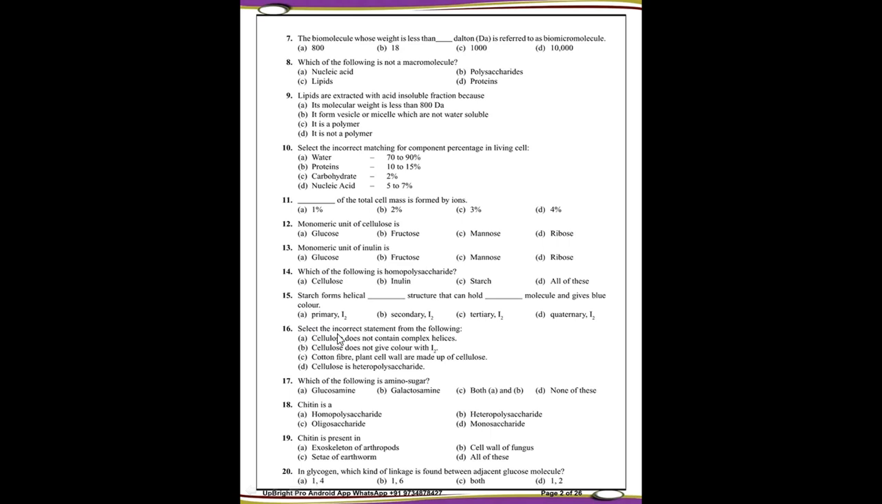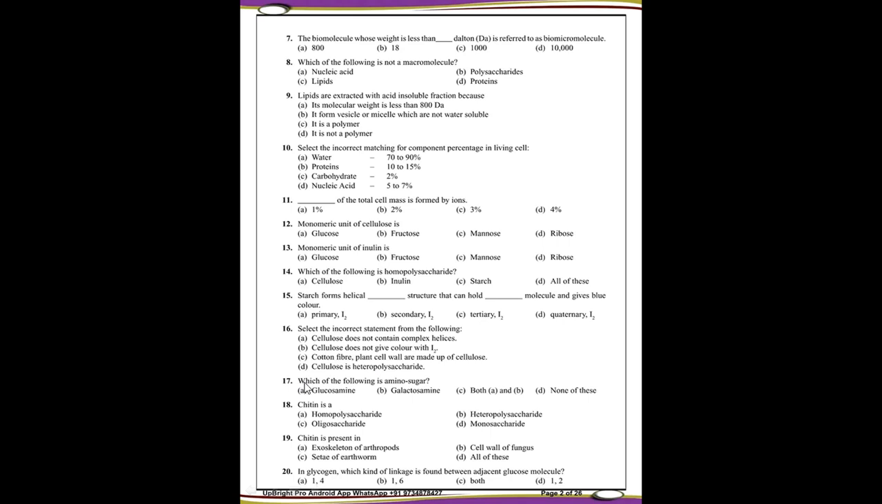Select the incorrect statement from the following. Cellulose does not contain complex helices. Cellulose does not give color with iodine. Cotton fiber and plant cell walls are made of cellulose. Cellulose is a heteropolysaccharide. So the answer is D. Cellulose is made of only glucose, which makes it a homopolysaccharide, not a heteropolysaccharide.